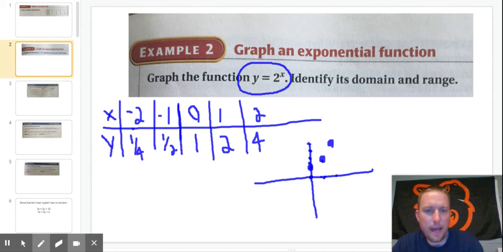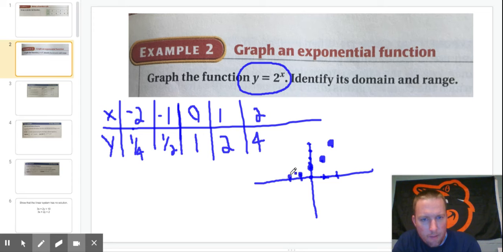My other one would be negative 1 and 1/2. That would be in between 0 and 1, right about here, more or less. The last one is negative 2. Here I have negative 1, and this would be negative 2, more or less. And I have 1/4, so it's going to be even closer to that line.